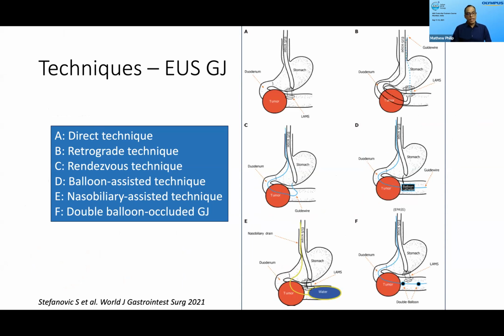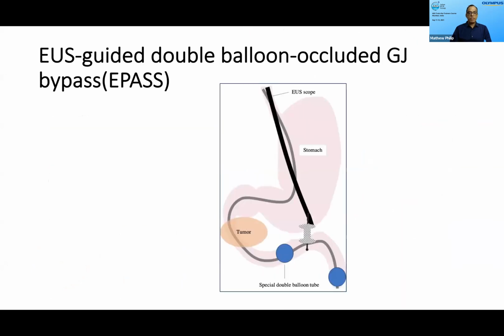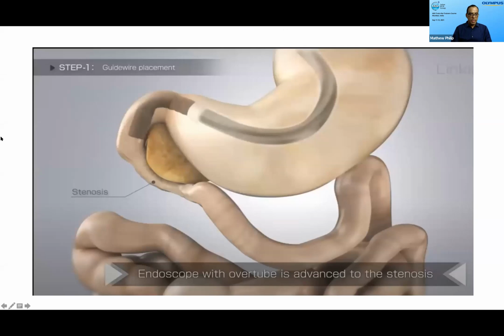But the most commonly performed are the nasobiliary assisted technique or the double balloon technique, so this is what we are going to discuss. EUS-guided double balloon occluded GJ bypass, that is E-pass, was demonstrated very nicely by Dr. Sandeep yesterday. It is coming up in a big way and is going to be a very important technique for doing the procedure. I will go step by step.